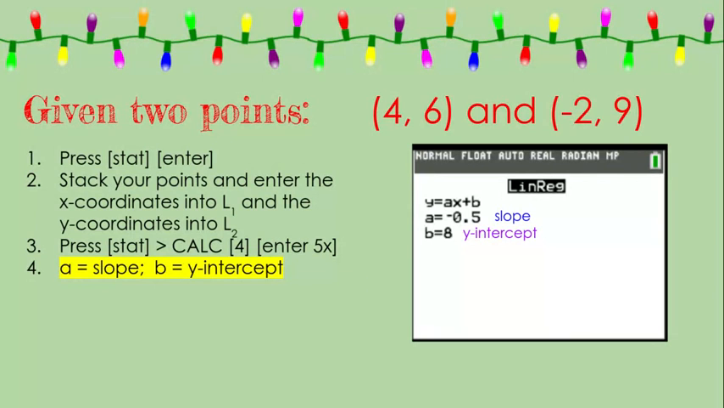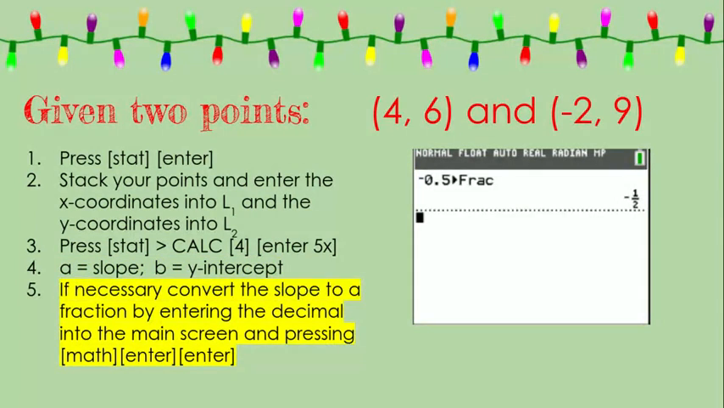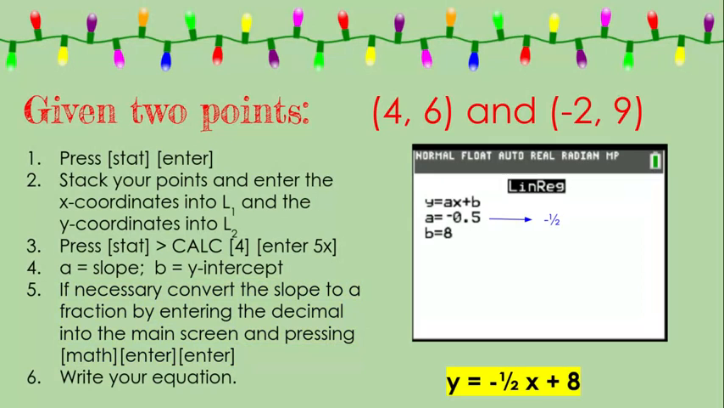We don't want to write our equation with a decimal, though, so we're going to convert our decimal to a fraction. You may know that -0.5 is equal to -1/2, but if you're not sure, you go back to the main screen, press the decimal, and then press Math, enter, enter, and it will turn it into a fraction for you. So now I have the fraction as -1/2, so I replace m with -1/2 and b with 8, and I get y equals -1/2 x plus 8.